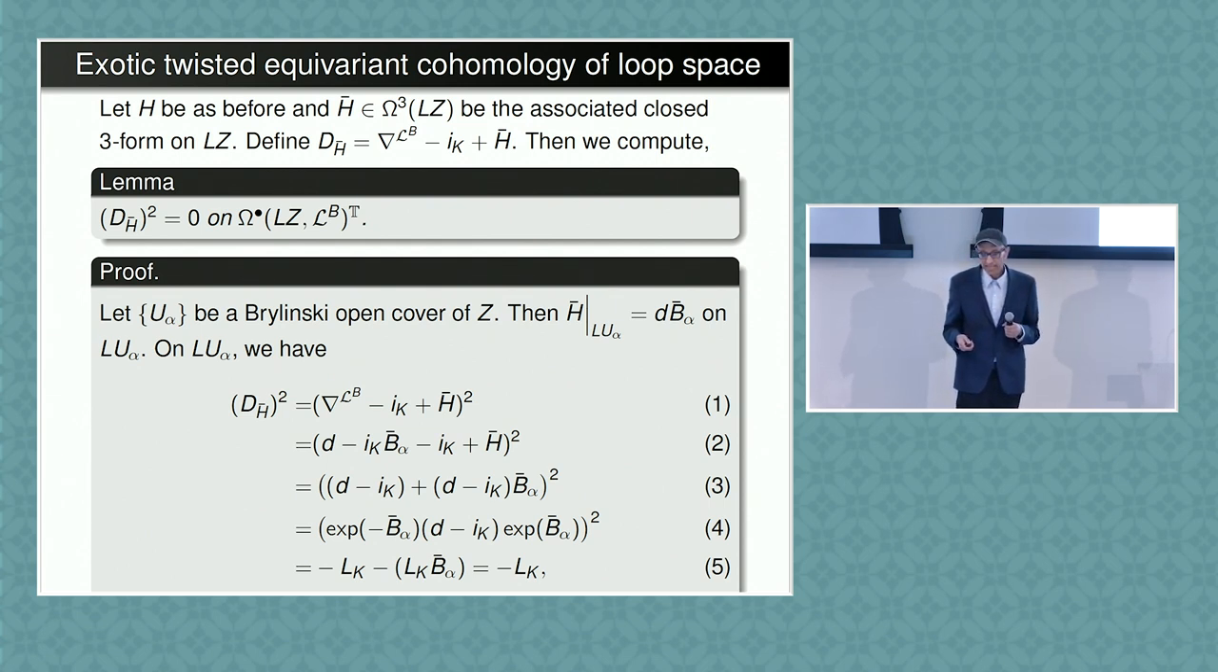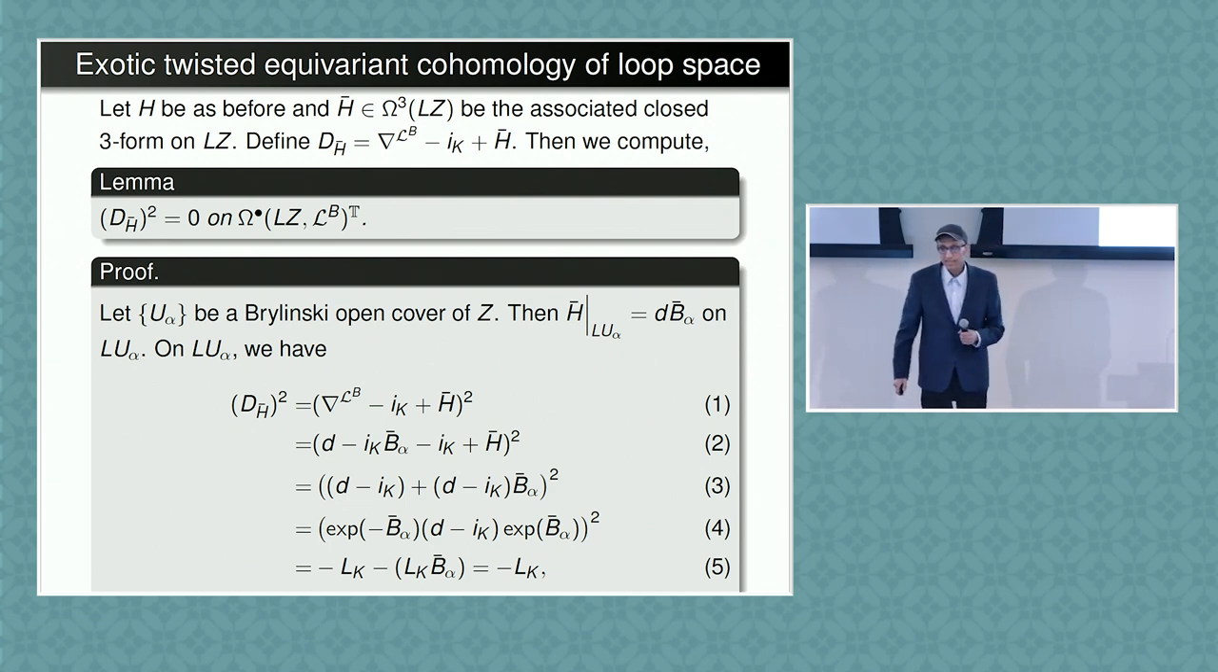So now, let H be as before, and H bar be the extended form to loop space. It's a degree 3 form on loop space, and it's closed. Now we define this exotic differential. So d H bar is nabla, the connection on LB which we defined before, plus this H bar, which is the extension of H to the loop space, minus contraction with respect to the rotation vector field. Okay. And here's a lemma that the square of d H bar is zero on forms on loop space with values in this line bundle, and then you take the invariant part under rotation.